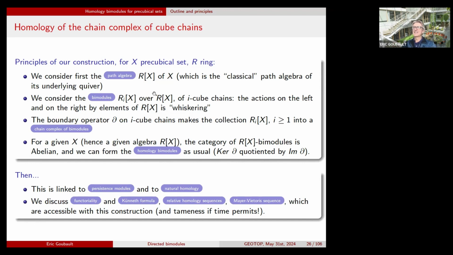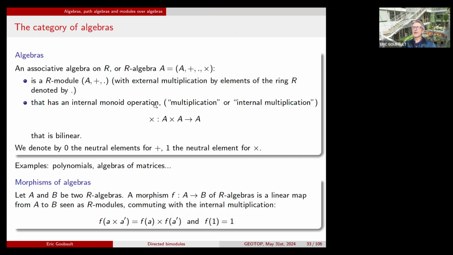Okay. So let me just remind you what a path algebra is. In particular, it's an associative algebra. Think of algebraic polynomials, or algebras of matrices. You have an R module plus an external multiplication, right? You can multiply polynomials, of course. Morphisms of algebras are just morphisms of modules, so linear maps, which agree with this external multiplication, this algebra multiplication. And I'm just considering unitary algebras, so I also want to map units onto units.